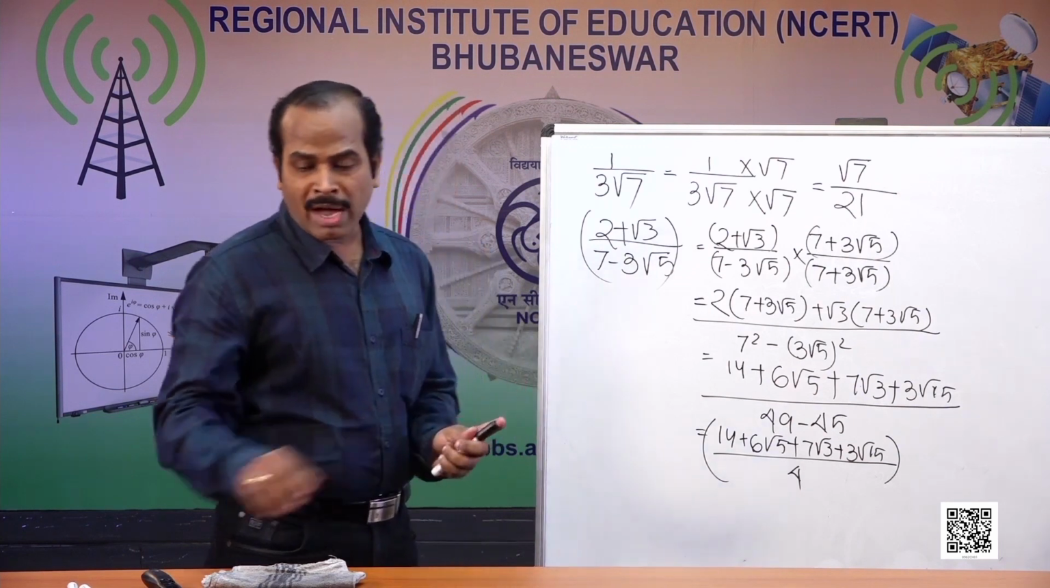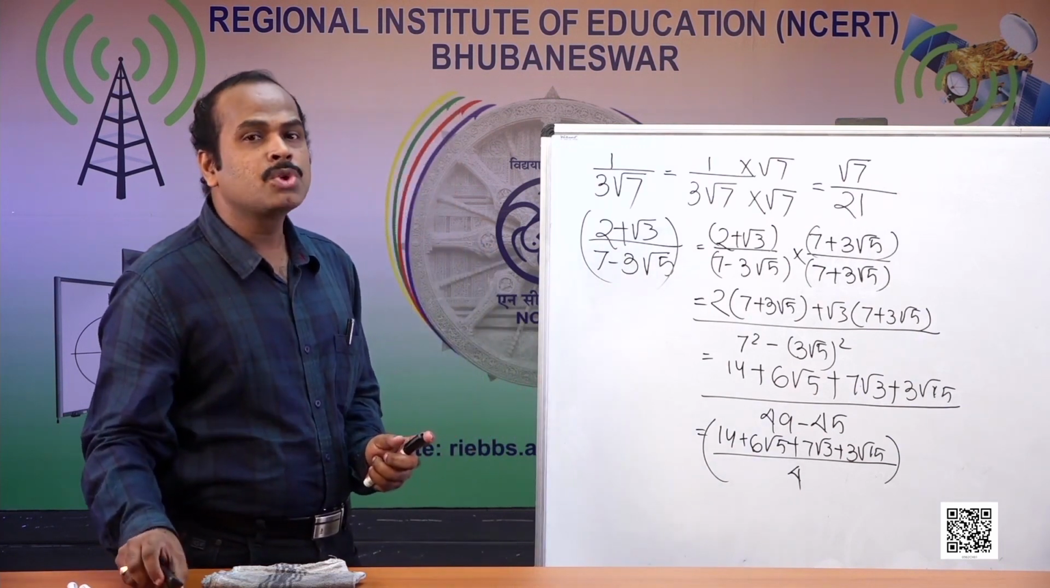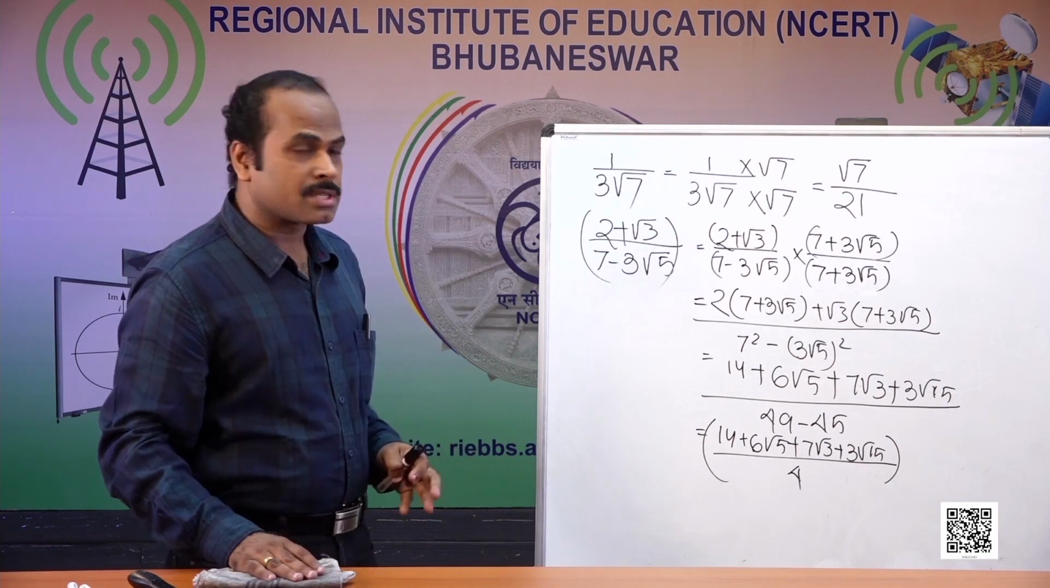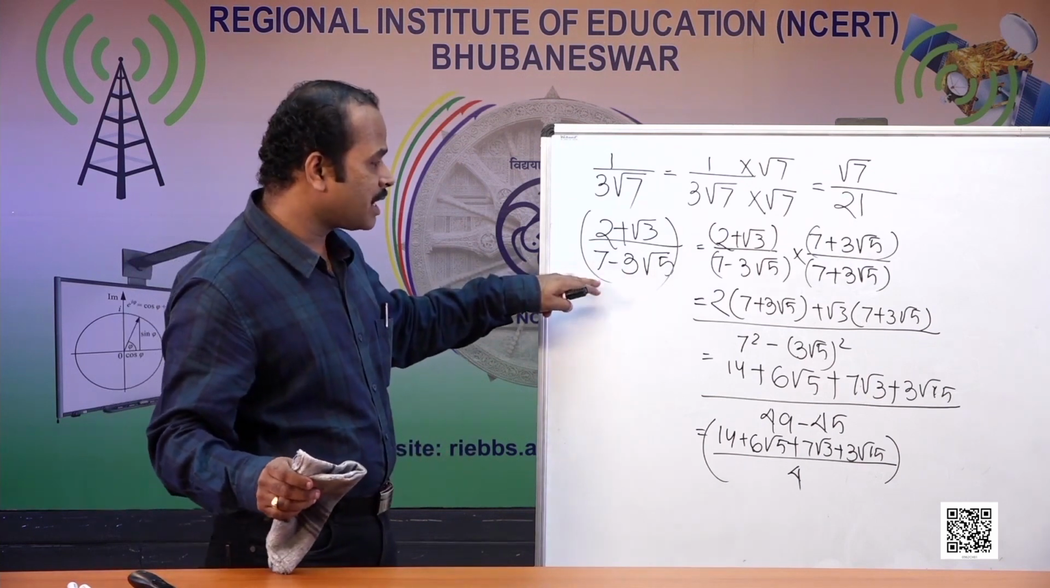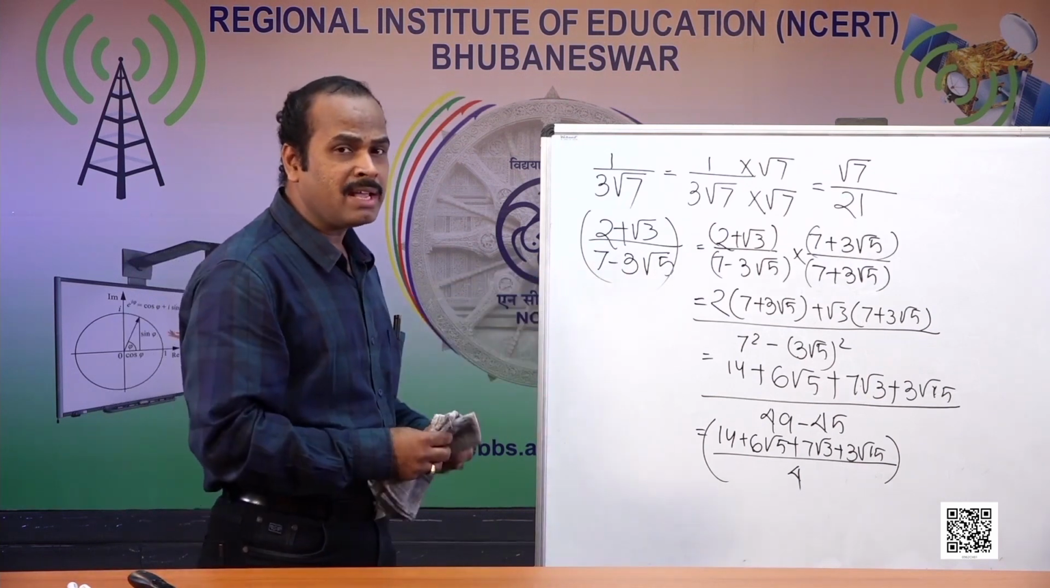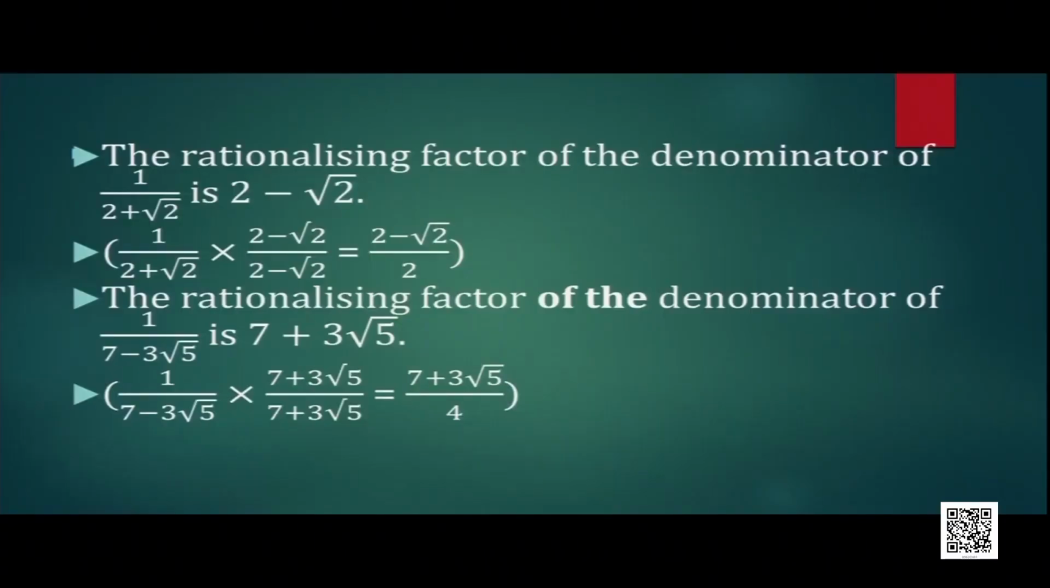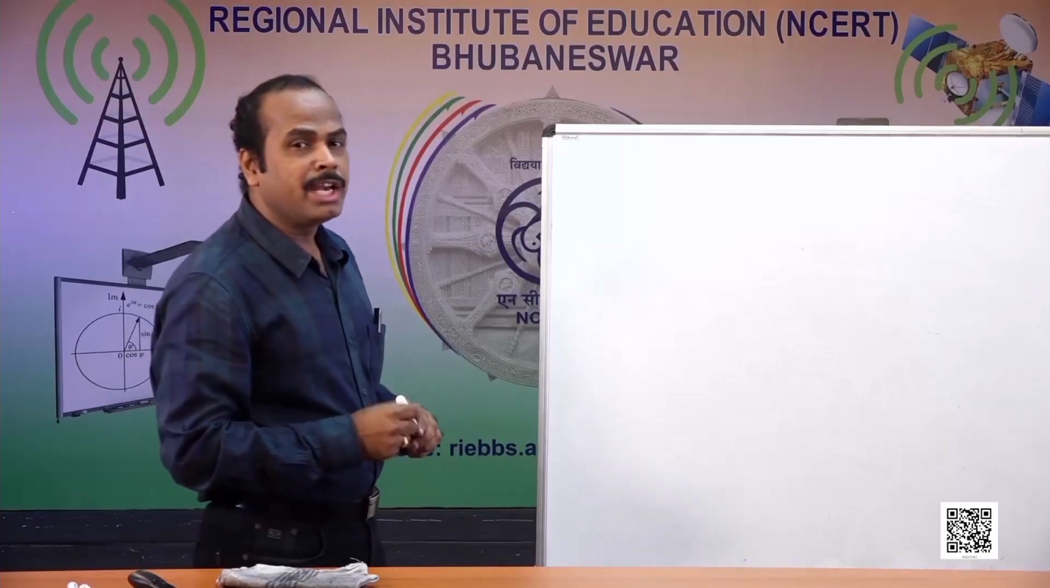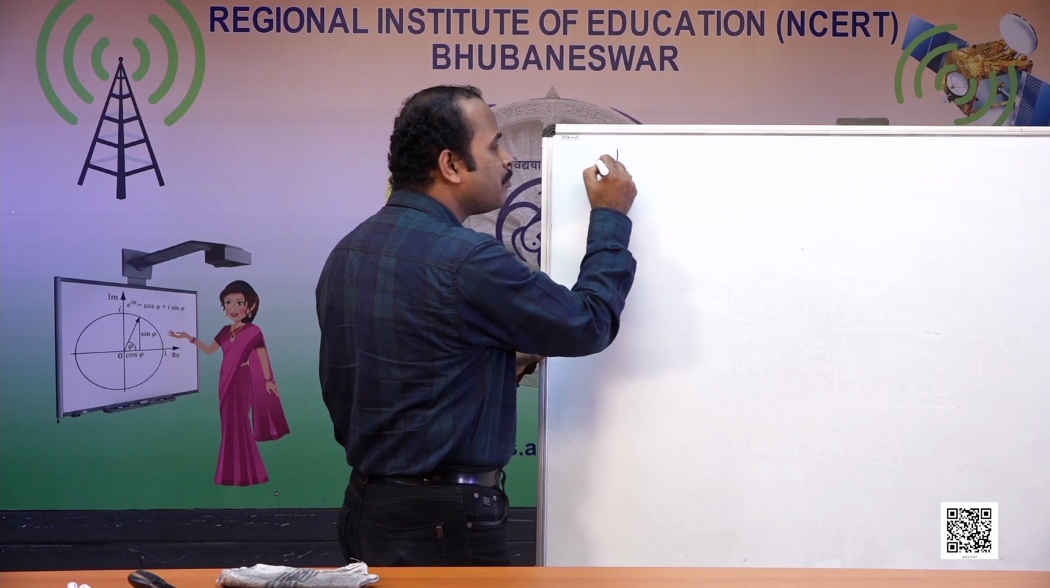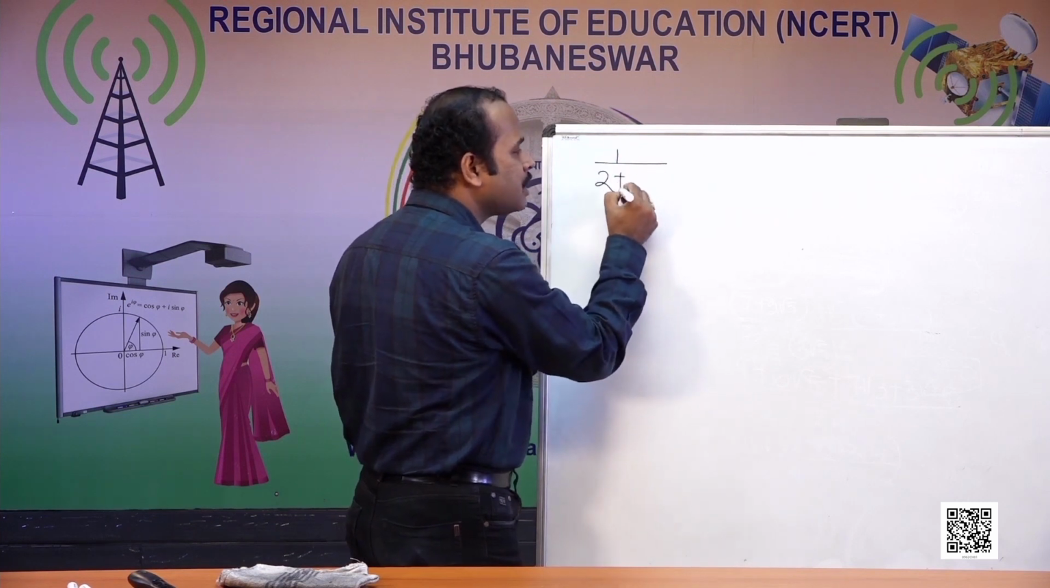Okay, let us go to one more example. So we have observed the steps of cases, when these terms are in the a minus b form, what we have to multiply. Let us find some more. Suppose I will write a new number. It is 1 by 2 plus root 2.